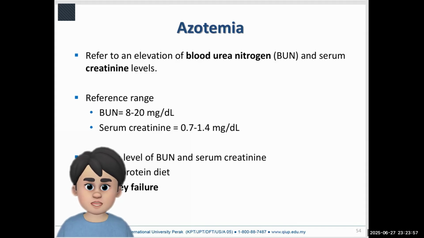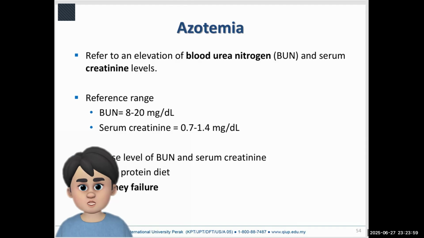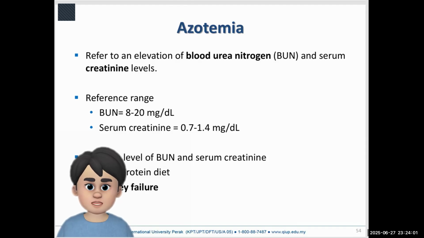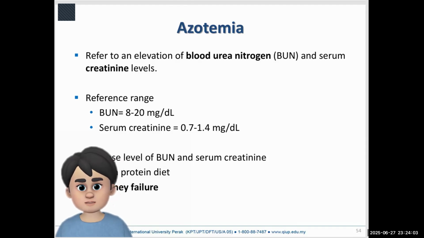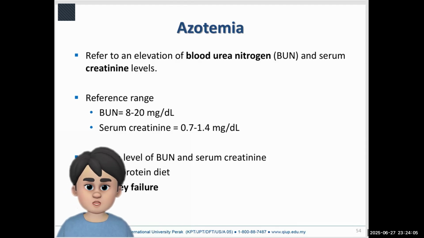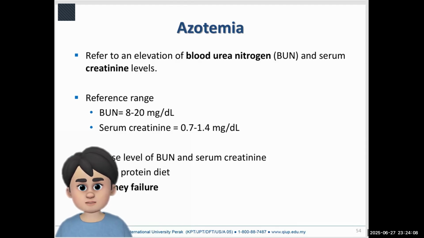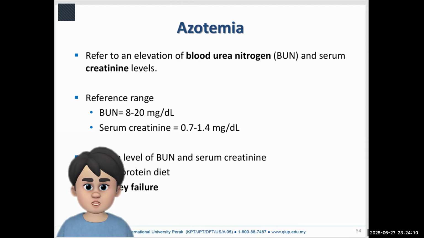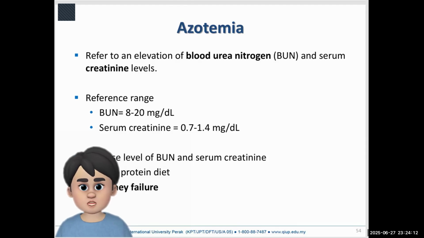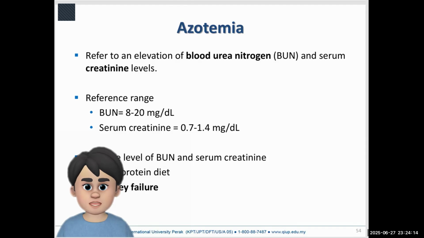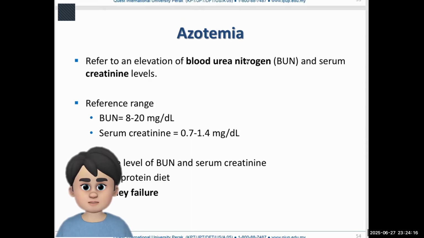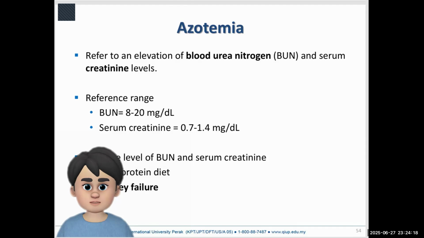Reference range for BUN is 8 to 12 milligram per deciliter, and serum creatinine 0.7 to 1.4 milligram per deciliter. Increased levels of BUN and serum creatinine are seen with a high protein diet and also kidney failure. So that's it. Thank you. Now you can ask questions.